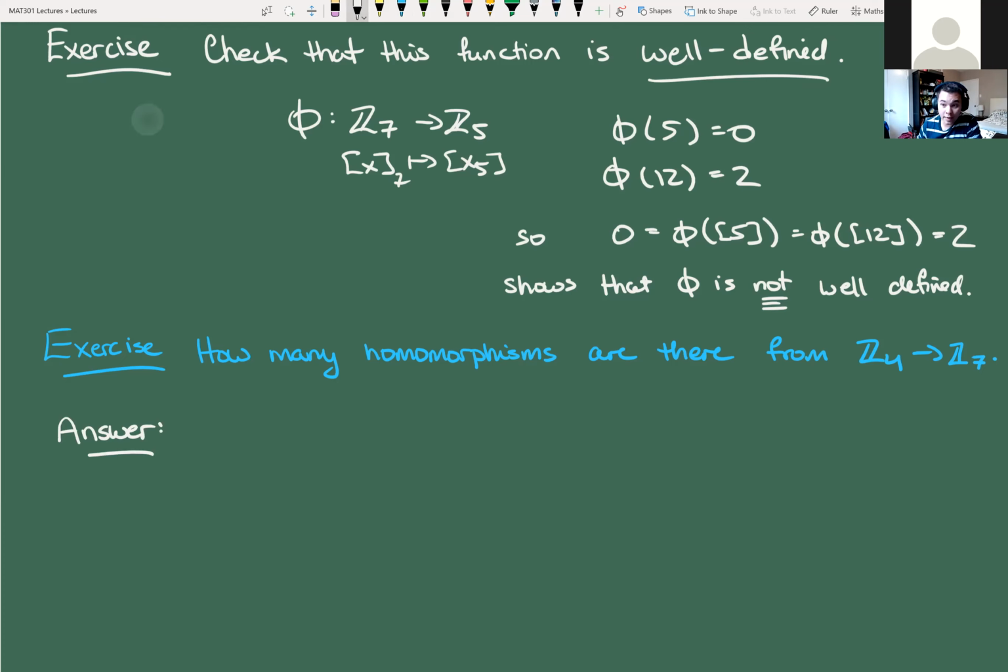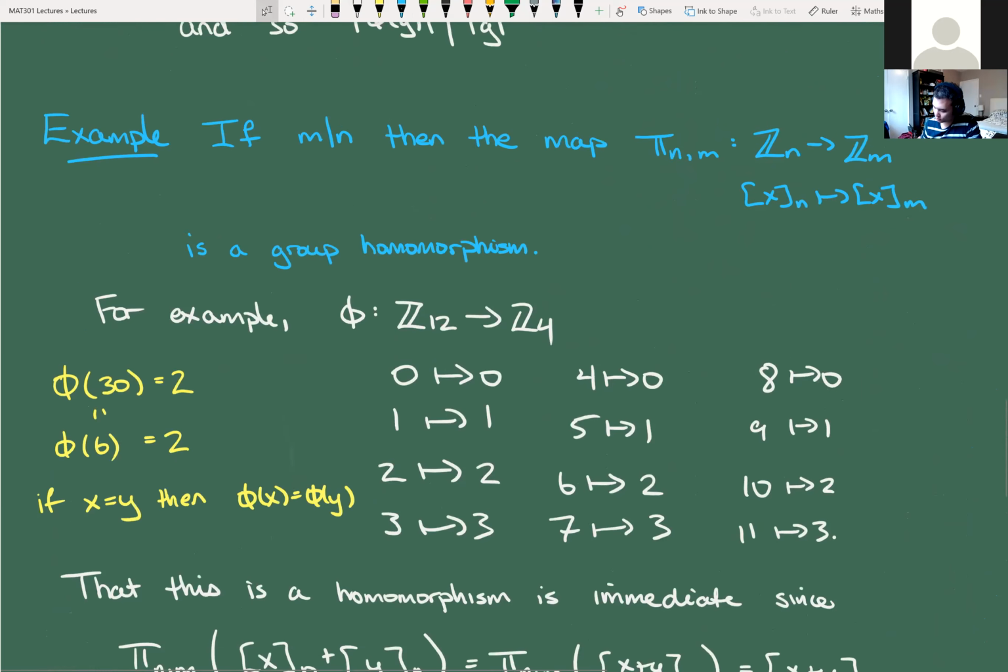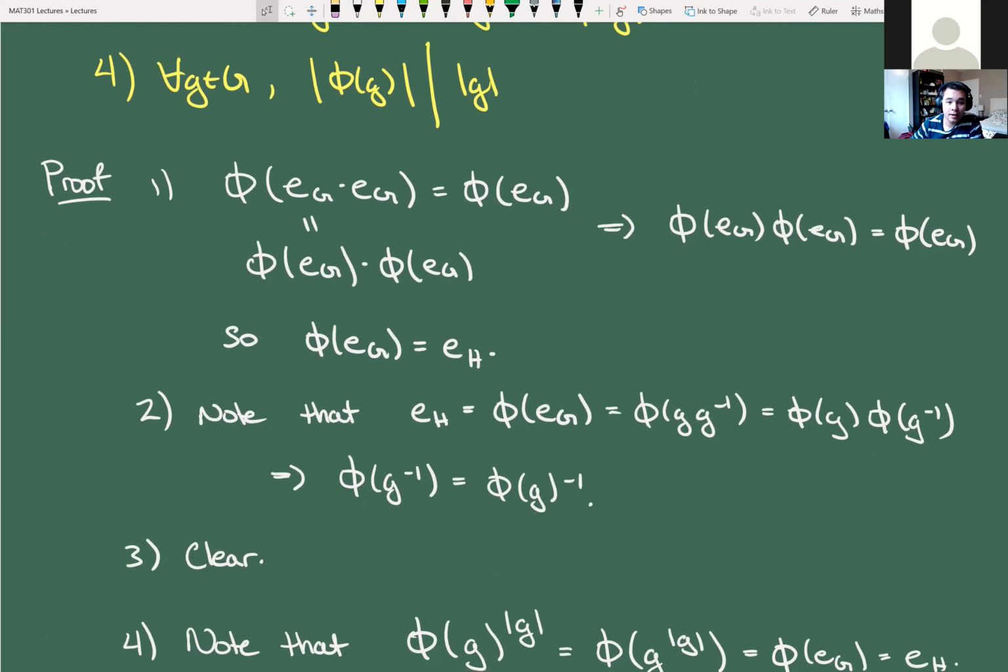Okay, I'm going to give you a big hint. Just remember the question. Scroll up, scroll up, scroll up. Look at property 4 there. Property 4 says that the order of phi(g) must always divide the order of g, right? This is our critical thing.